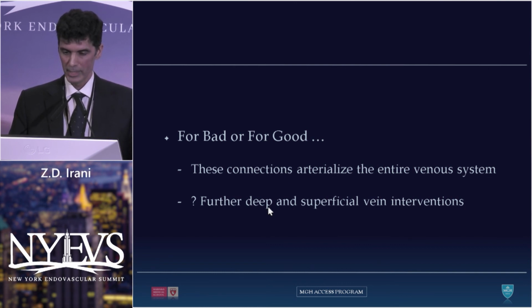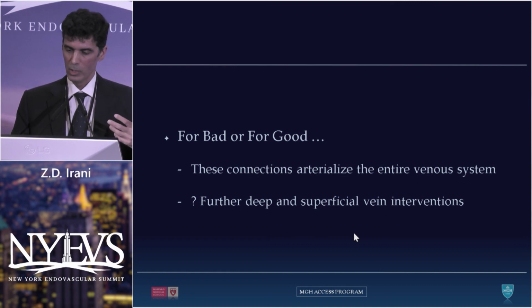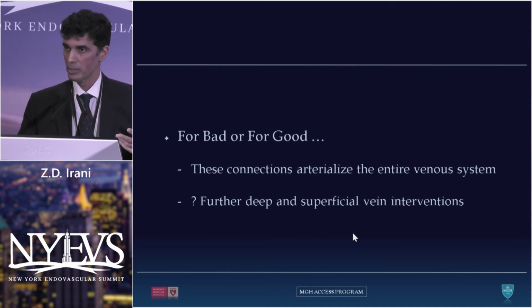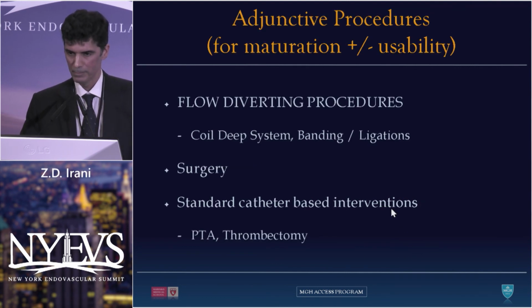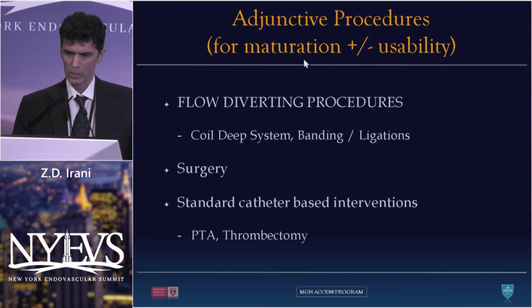And the other concept to think about is you may need to do some more work on the deeper veins, in particular coil the deep system of veins, which in itself may be a plus or a minus. Regarding the adjunctive procedures, a lot of the standard surgical things done for usual fistulas apply here, like transpositions. The standard catheter-based therapy is also applicable here, with PTA and thrombectomy, but in particular, there are going to be a lot of flow-diverting procedures needed like banding and coiling.